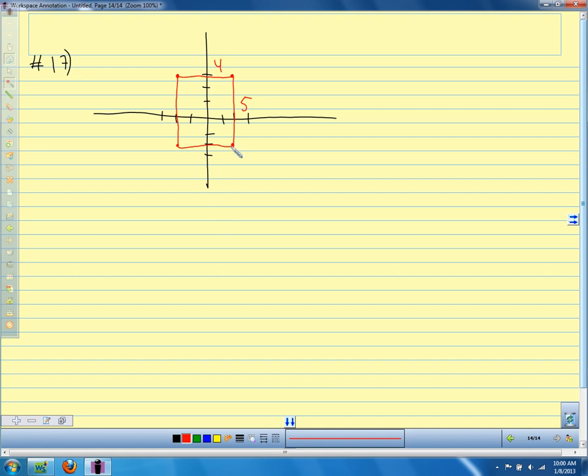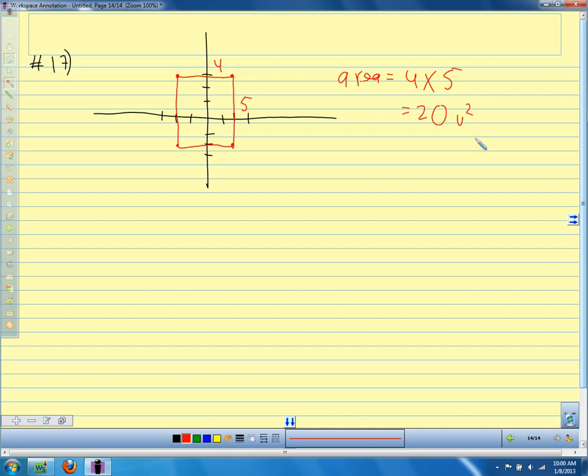This one goes from negative 2 to positive 3. This one goes from negative 2 to positive 2. So one side is 4, the other side is 5. So the area is going to be what? 4 times 5, or 20. And it doesn't give us units here. It's asking us for an area, so I'm going to say 20 units squared.